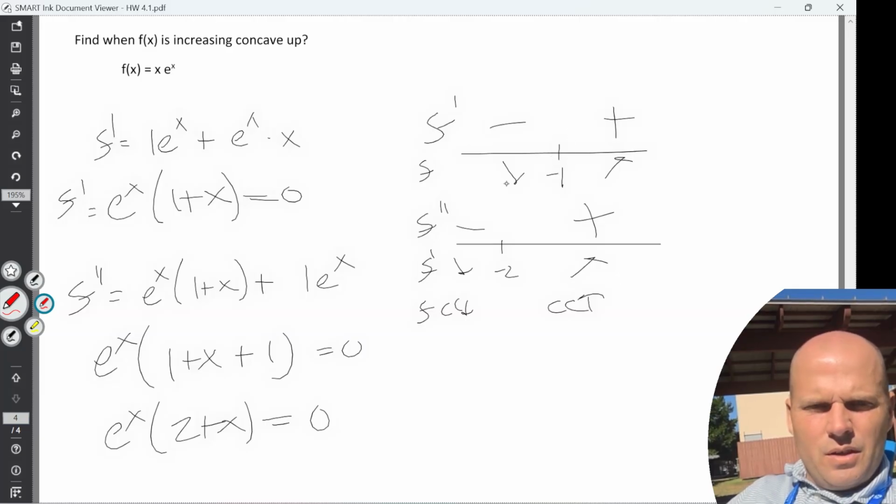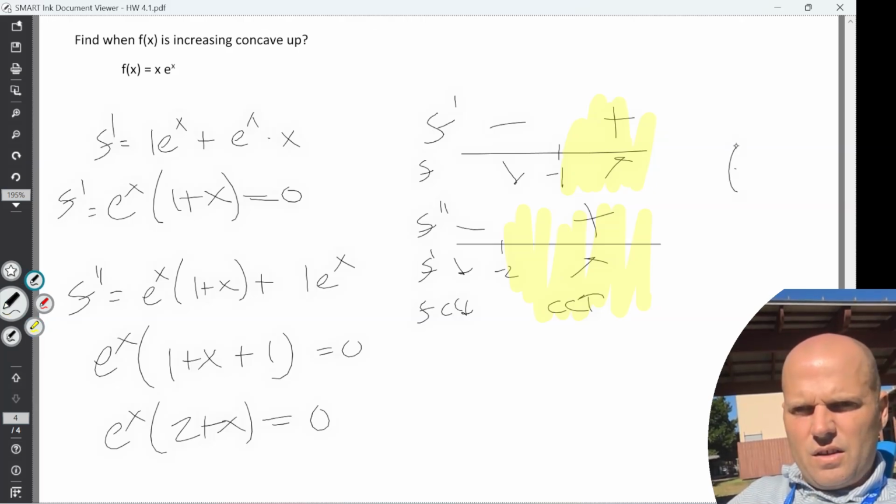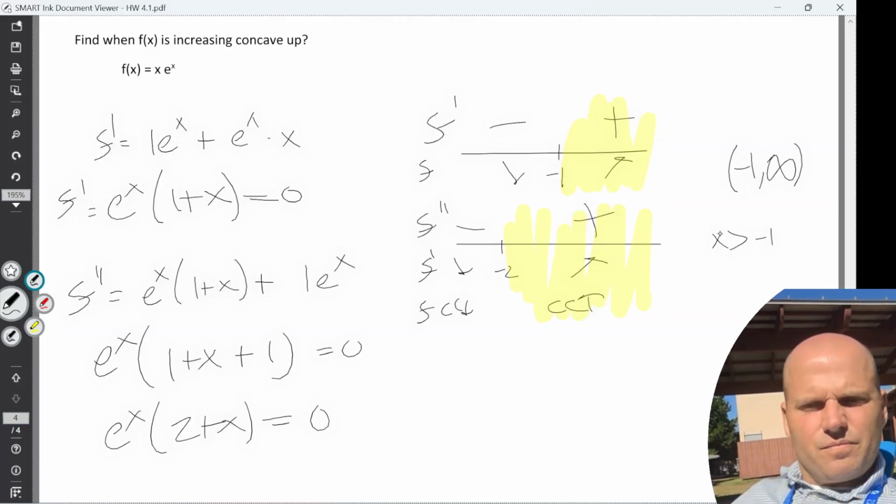Increasing concave up. Here, f is increasing. Here, f is concave up. So, from -1 to infinity, or x is bigger than -1.